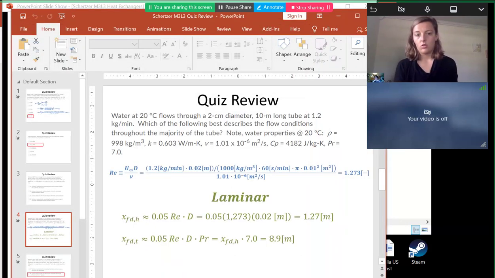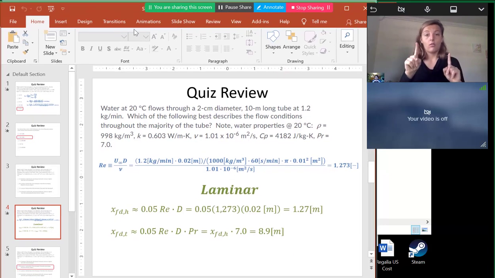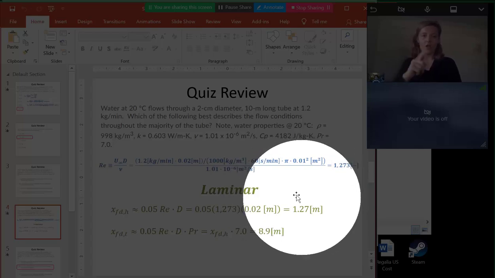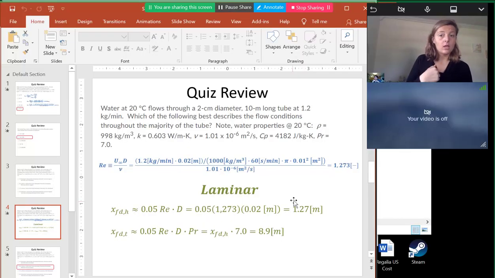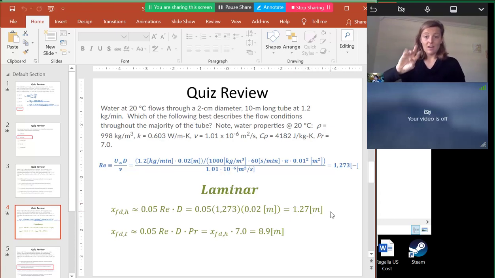Yeah, so the entrance lengths are different for the velocity profile and for the temperature profile. So this first value here tells me that after 1.27 meters, we have a fully developed velocity profile. So after 1.27 meters, we would get that sort of parabolic velocity profile that we're used to from laminar flow in a pipe. But for the first 1.27 meters, there'd be this core of the flow that would have the velocity that was coming into the pipe.